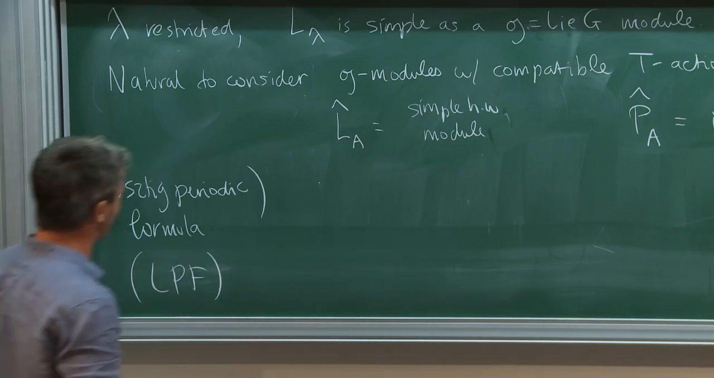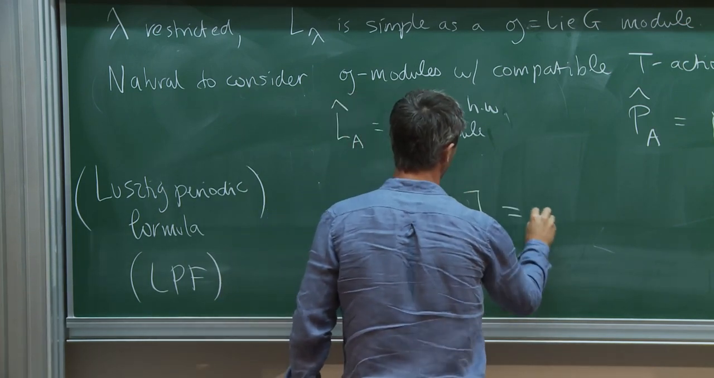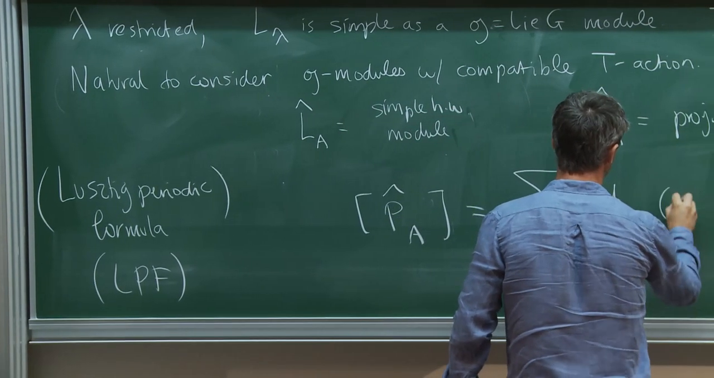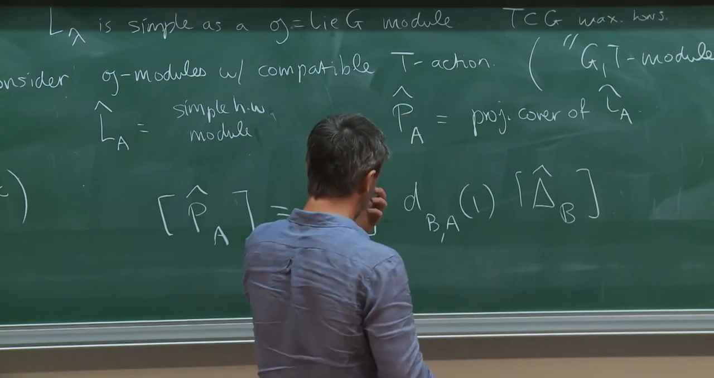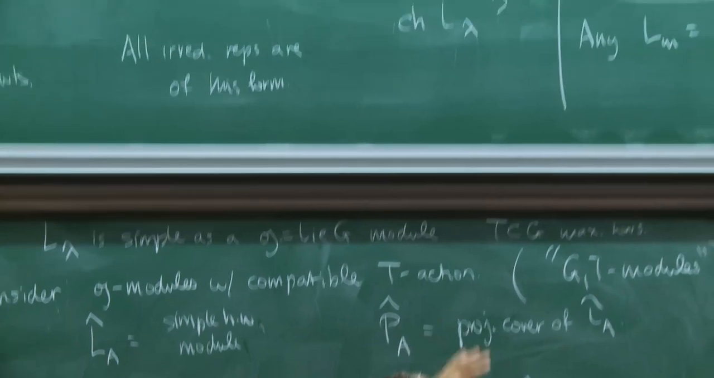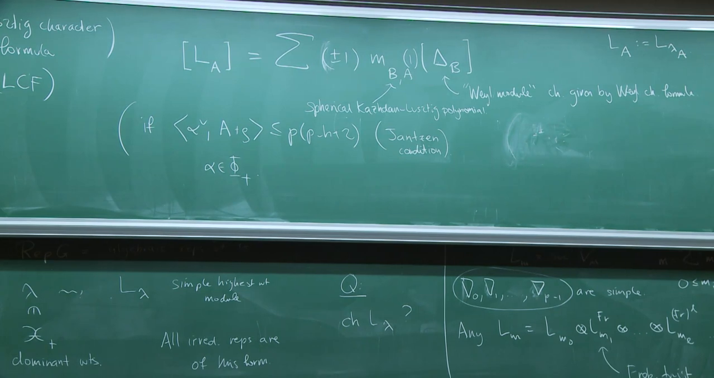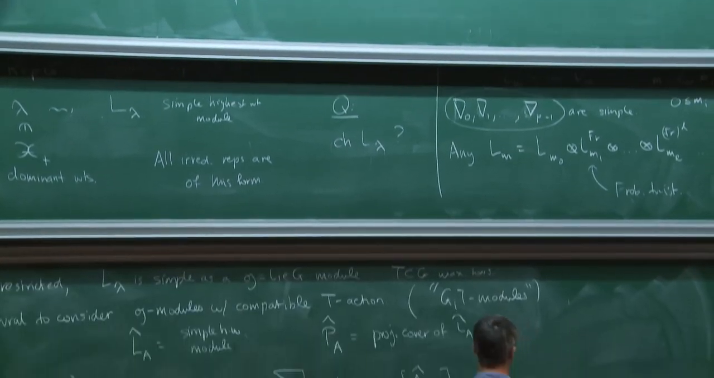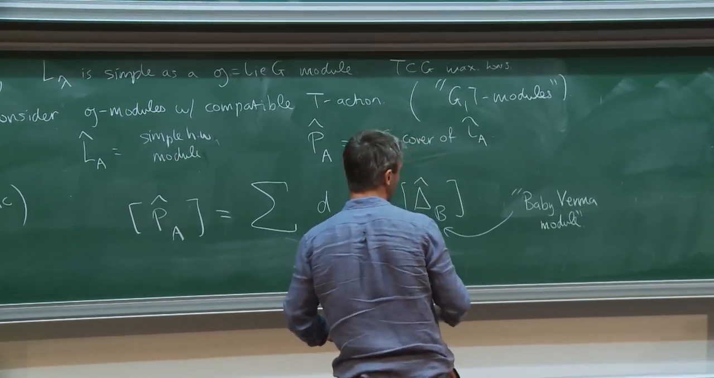This is the Lusztig periodic formula, which tells us that the class of P of lambda hat is the sum over mu of the periodic Kazhdan-Lusztig polynomial at 1 times delta V hat. Before, in the original formulation, this was a Weyl module, so it has character given by a Weyl character formula. This guy is called a baby Verma module. Up to shifts in the weight lattice, it always has the same character. It's finite dimensional.